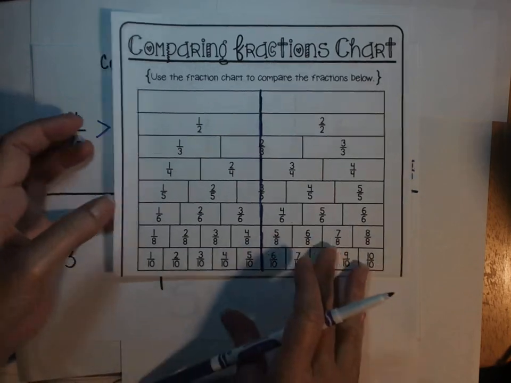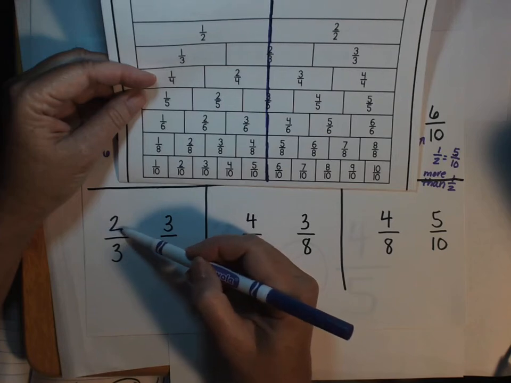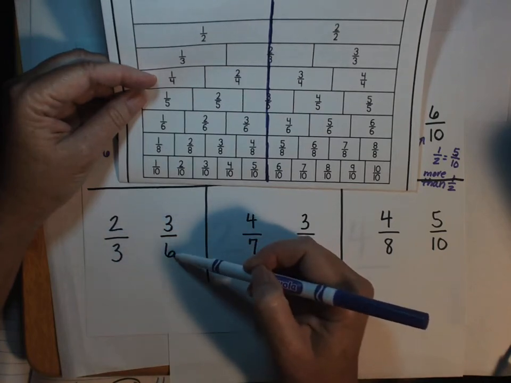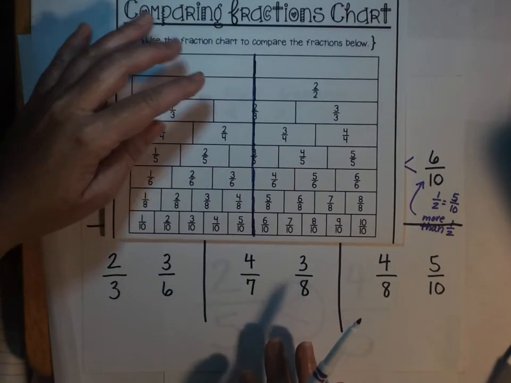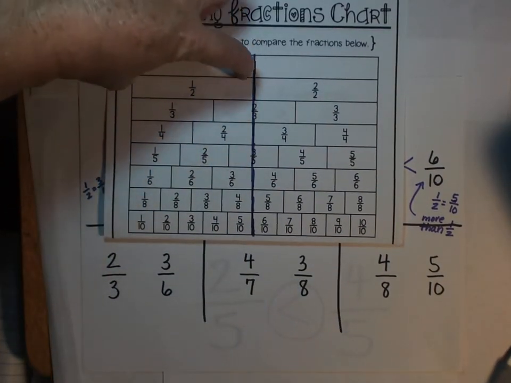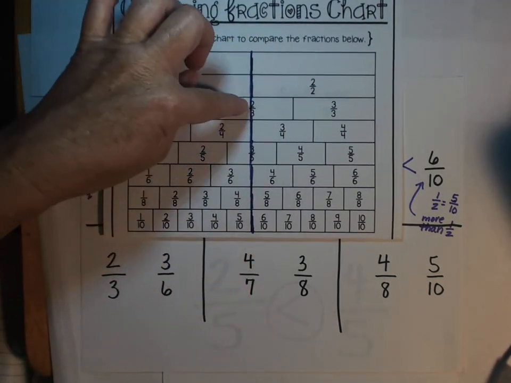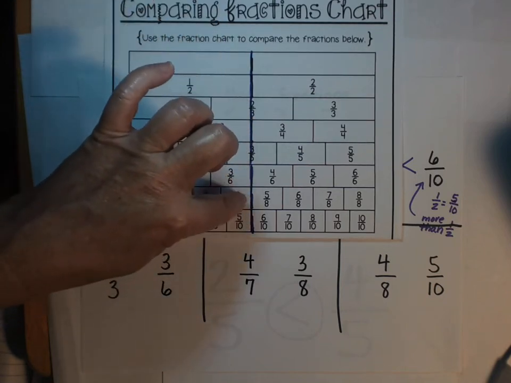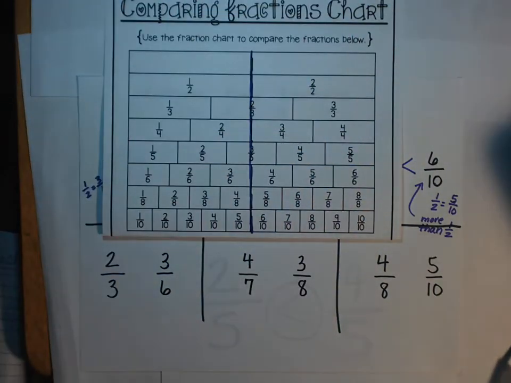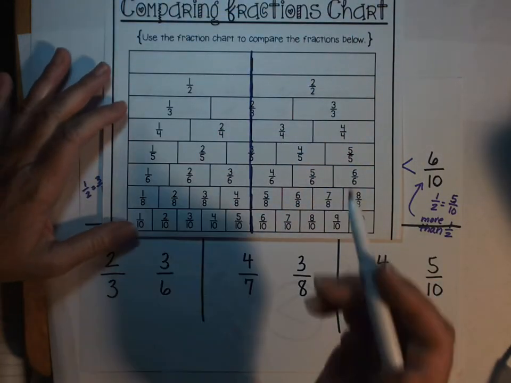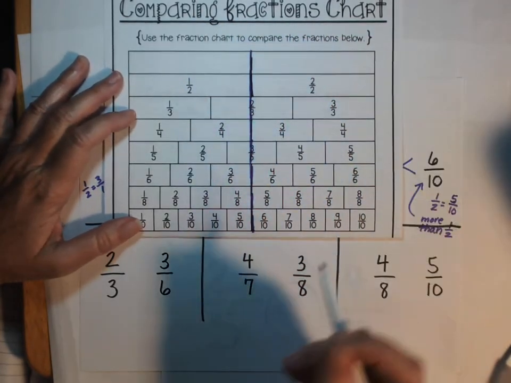Okay, so now I'm going to use my fraction chart. So now I'm going to compare 2/3 to 3/6. I'm going to look at my halfway benchmark. I'm going to use 1/2 as my benchmark. So any fraction that's over here is less than a half. If it's right on the line, it's equal to a half. And any fraction that's on this side is greater than 1/2, because this right here is exactly 1/2.